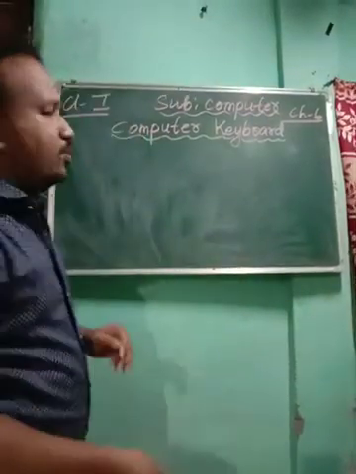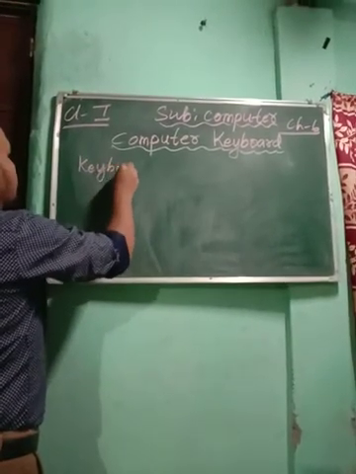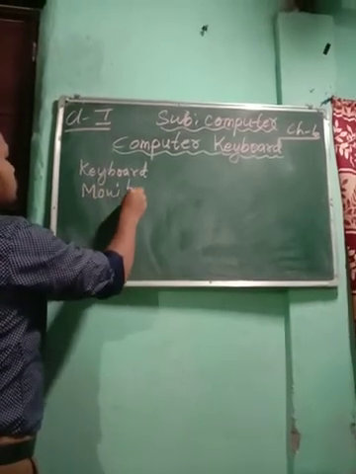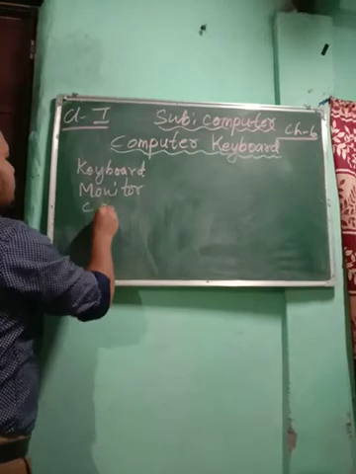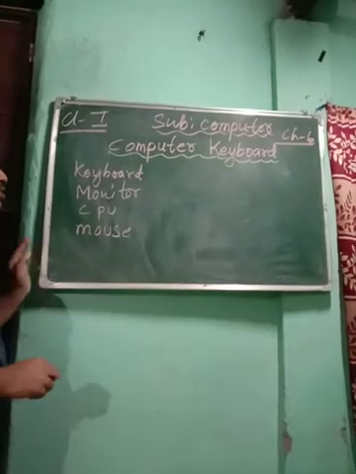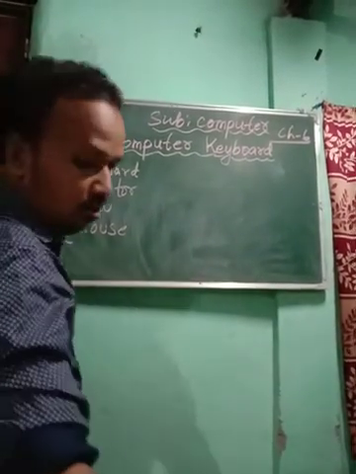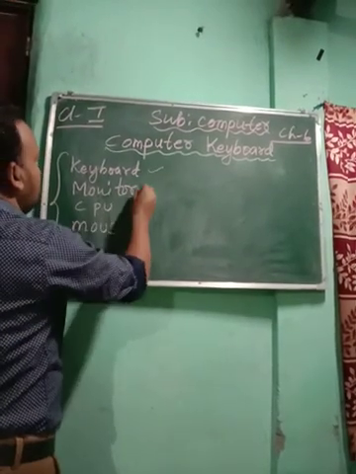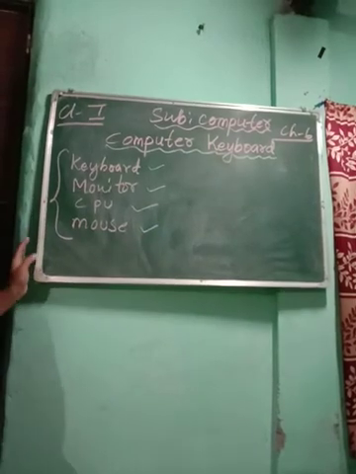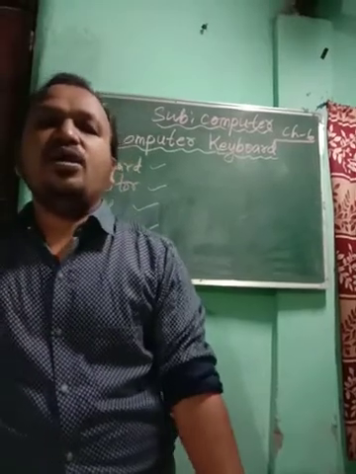So you have learned about computer. That computer has a keyboard, a monitor, a CPU, a mouse. So these are the main important parts of a computer. Okay, so you have already learned about all this. You have learned about keyboard, monitor, CPU, and mouse. These are the important parts of a computer.